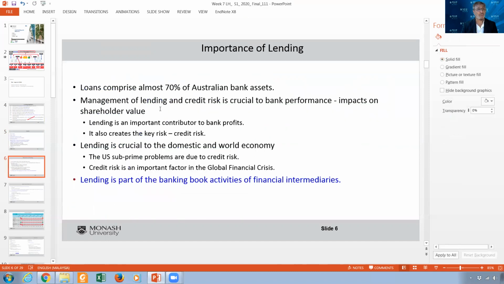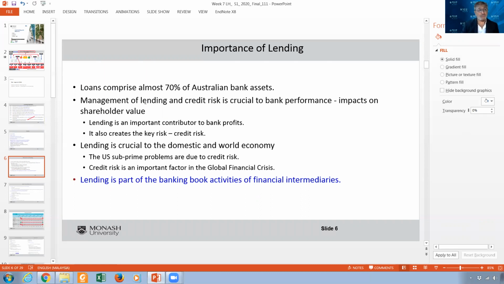Just to introduce, loans represent 70% of Australian bank assets. It's almost 75% in Malaysia. And if you go to some other countries, you'll find the loans between 60 and 70%, and the rest is investment in the market. But the bulk of the assets is loans, whether you are talking about housing loans, business loans, personal loans or government loans.